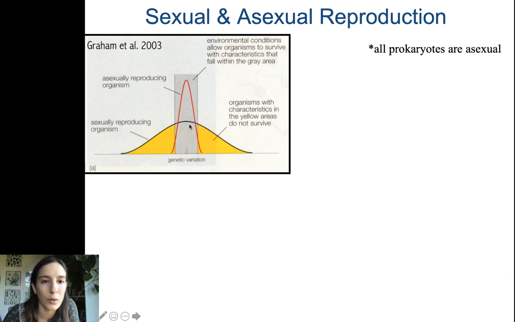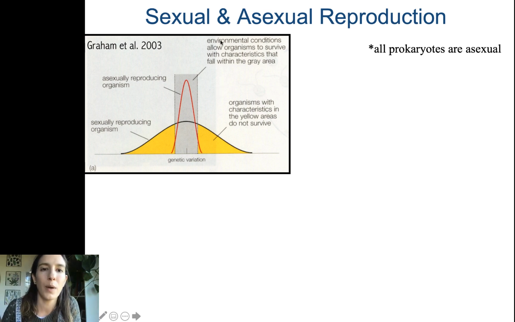This lower curve down here represents some population of sexually reproducing organisms, okay? And they have a lot of genetic variation. That's what the x-axis is down here. They have a lot of genetic variation because they span a wide space of this x-axis, while the asexually reproducing organisms, which are represented by this red line, this taller line, have very little genetic variation compared to the sexually reproducing organisms.